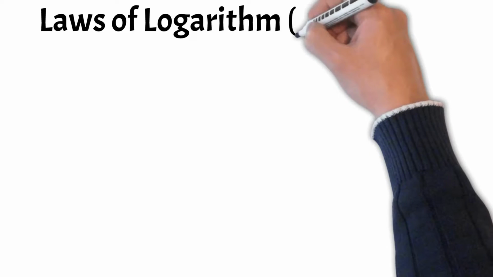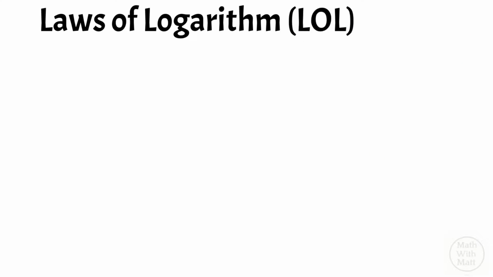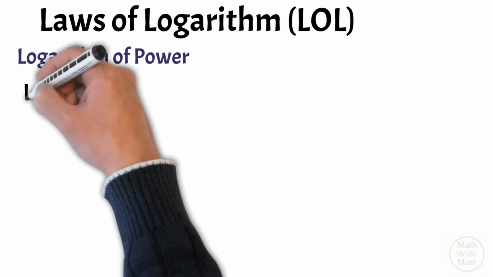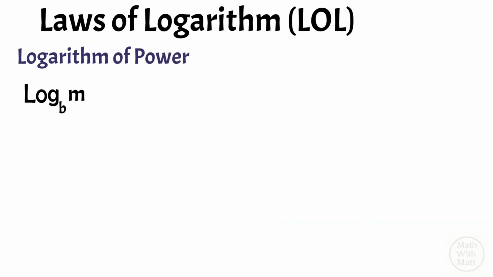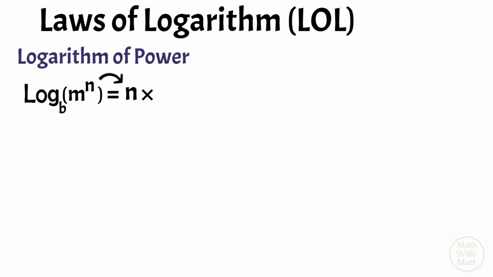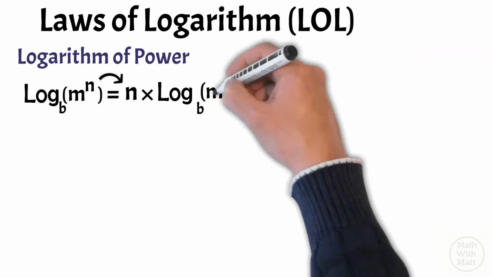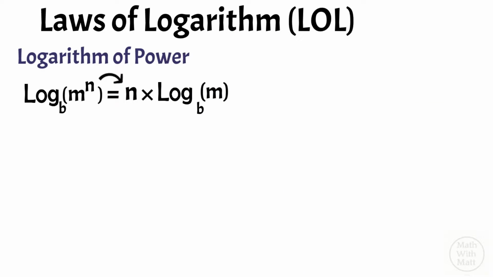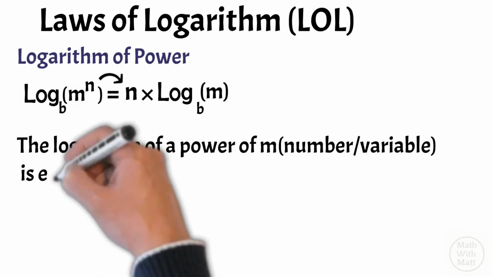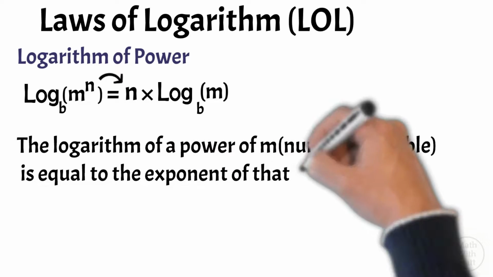Moving on to laws of logarithm. In other words, LOL. We are going to see 4 important laws, and their variations more or less, that are going to help us understand logs better. First off, we have log of power. This law helps us to realize that when taking log of any number, m, for instance, with a power n, we can take away the power of m, that is n, and multiply this n to the log of m, saving us the hustle to find m to power n. In technical terms, the logarithm of a power of m is equal to the exponent of that power times the logarithm of m.